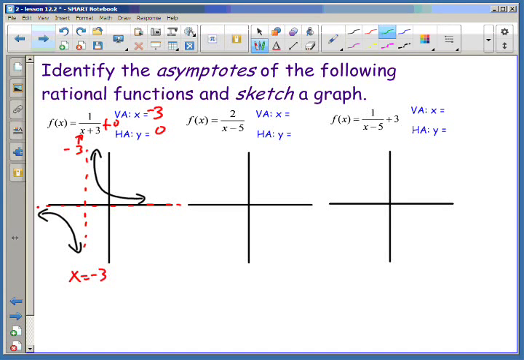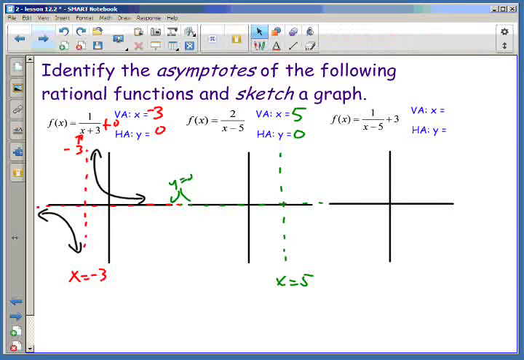All right, similarly, we have a value of 5 in this case. That makes the bottom 0 and the function undefined. And again, y equals 0. So if we were to sketch asymptotes, for both of these it was y equals 0, we would have the graph like this. Why don't you try this one as well? It's got one more change going on there.